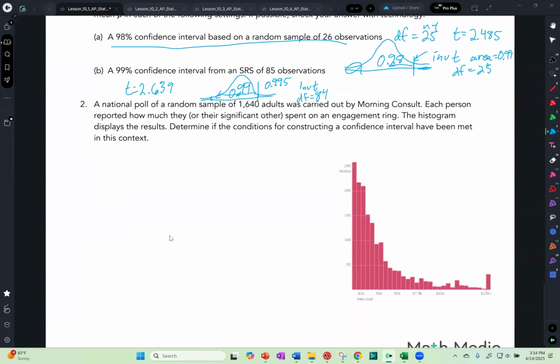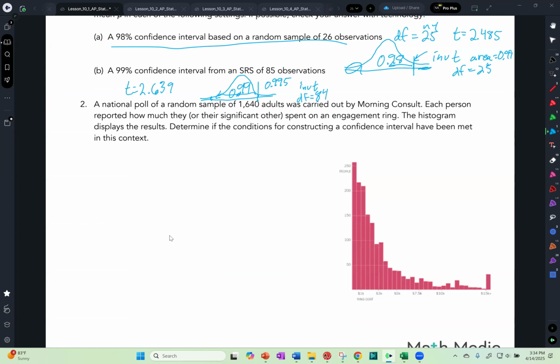A national poll of a random sample of 1,640 adults was carried out by Morning Consult. Each person reported how much they or their significant other spent on an engagement ring. The histogram displays the results. Determine if the conditions for constructing a confidence interval have been met in this context.